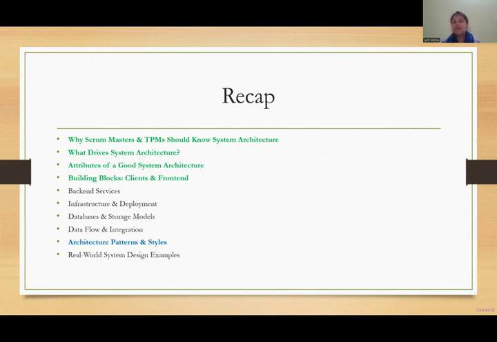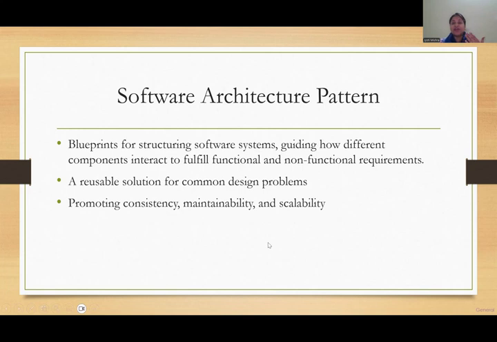Now, today we are going to study architectural patterns and styles. So, what do we mean by a software architecture pattern? They are your blueprints for structuring your software system, and they help you understand how the various components we talked about, the front end, the back end, and the various building blocks, are going to coordinate or interact with each other to attain what is given in the requirement. And it's a reusable solution for a common design problem.